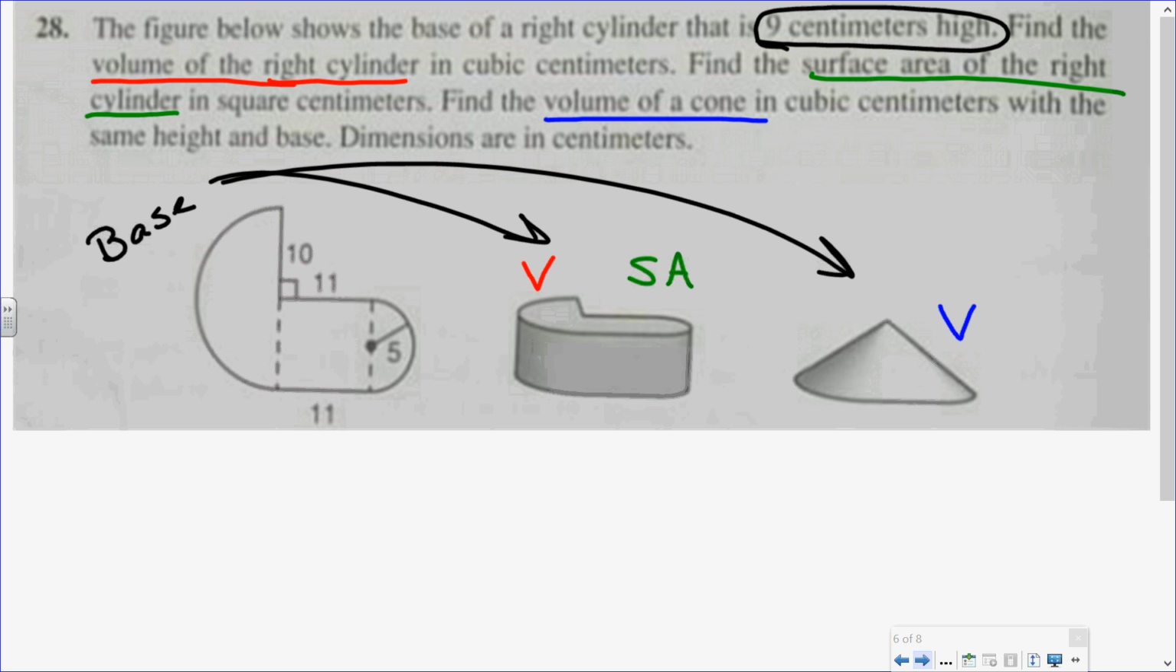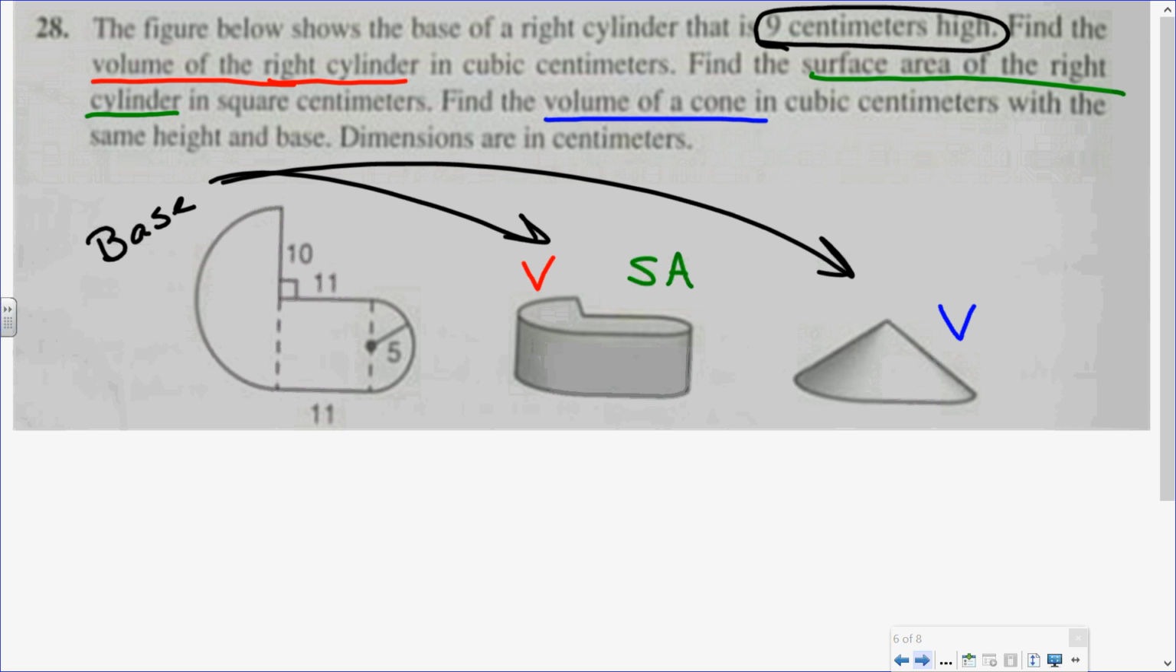So I want to kind of plan my work as I'm doing this. So let's see, when I do volume of a cylinder, I need area of the base times the height. When I do surface area, I need both of the bases plus the lateral surface area. When I do the volume of the cone, I need 1/3 the area of the base times the height. Sounds like I need the area of the base for all 3 of those things. And since I've got one box to write in, I need to kind of plan my work well. I really don't want to find the area of the base over and over 3 times.